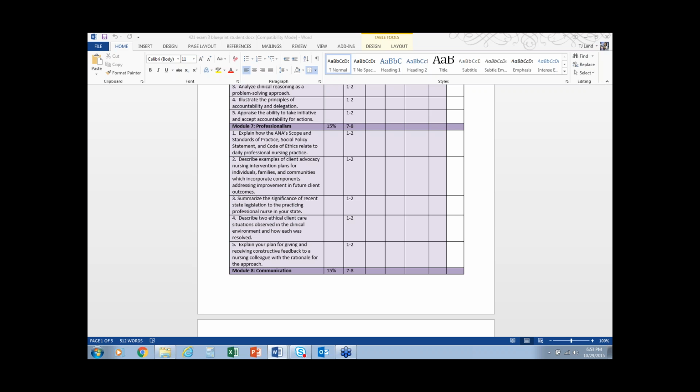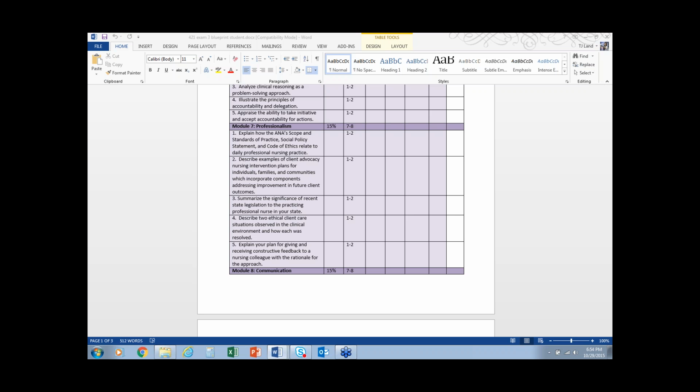So I need you to be able to explain how the scope of practice, the social policy, and the code of ethics can be utilized in helping you go through your shift. So the second objective says that you should be able to describe examples of client advocacy nursing intervention plans for an individual, family, or community which incorporate components addressing improvement in future client outcomes.